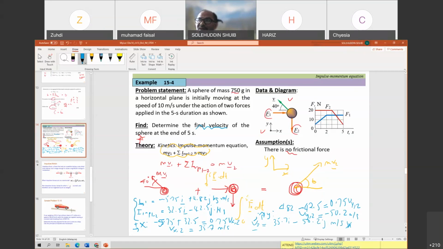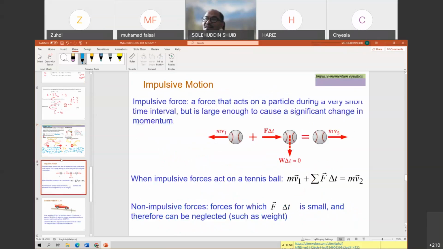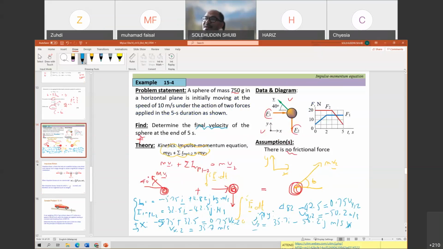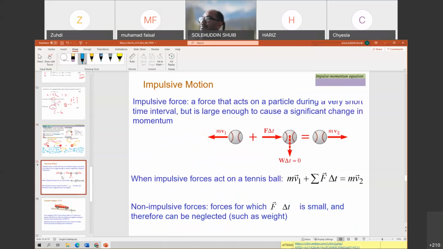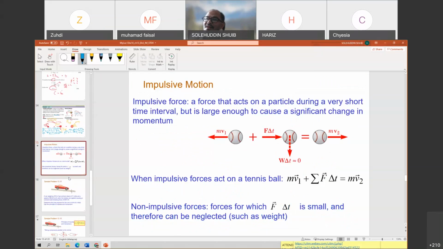We have done talking about this example. Any question about this example? If it is not clear, just let me know so I can elaborate further. This is the concept of impulsive motion.